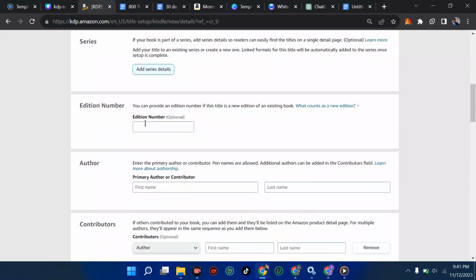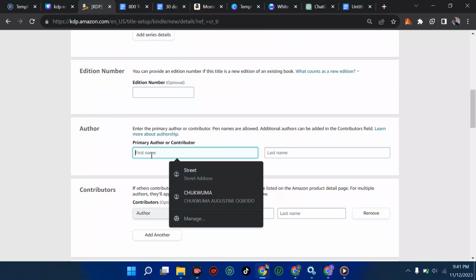Then we have the edition number. This is optional. Then the author name. If you're talking about love, ensure you have one pen name for it. If you are using James Brown, ensure that is what you use continuously. Don't use Michael Stampley today, tomorrow Jackie Chan, the next day Bruce Lee, then Jet Li. That is not good enough. So stick to a particular pen name for a niche.